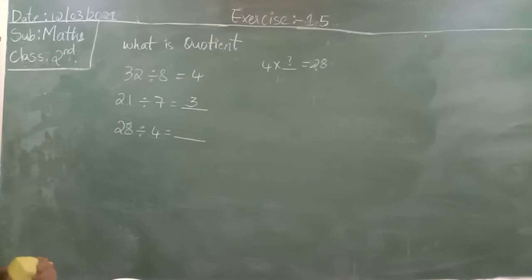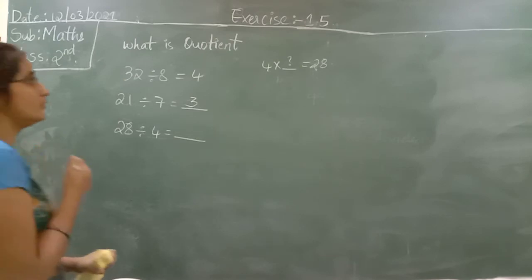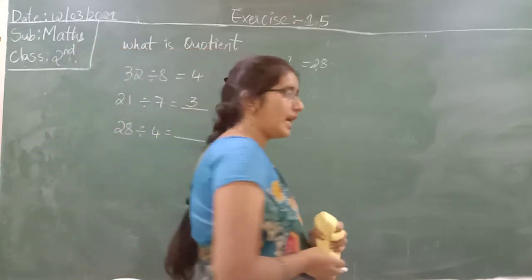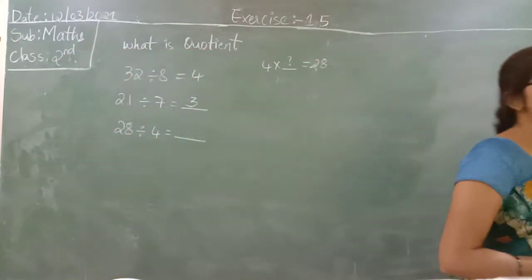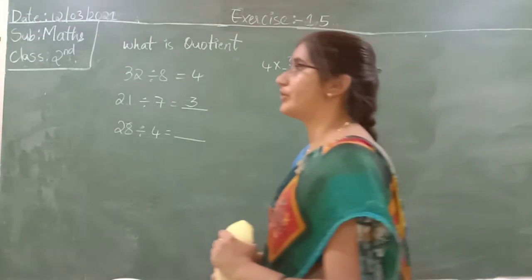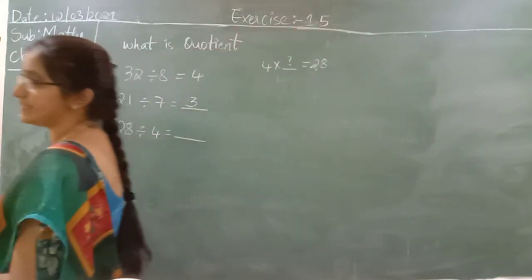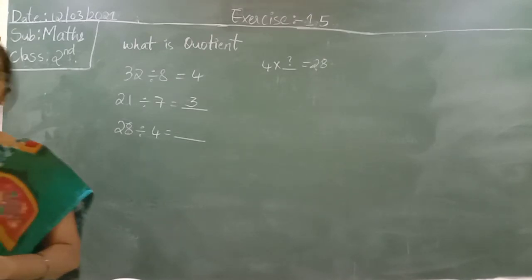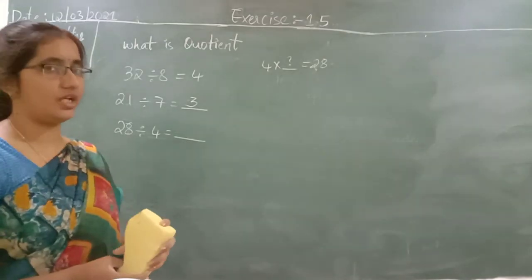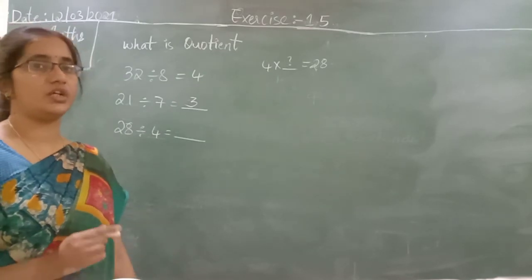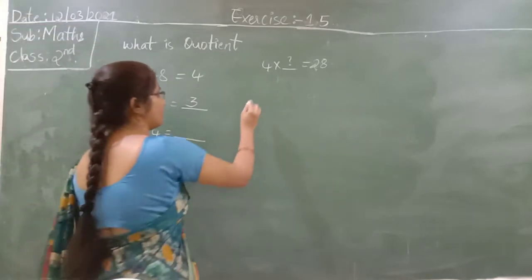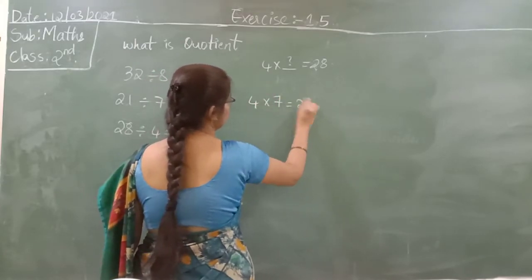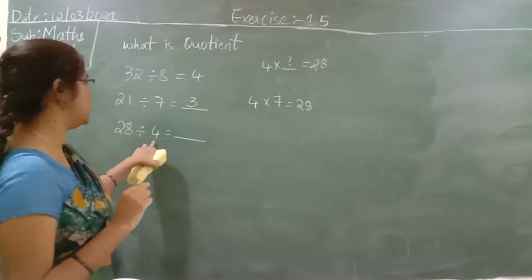Go through the multiplication table of 4. 4 ones are 4. 4 twos are 8. 4 threes are 12. 4 fours are 16. 4 fives are 20. 4 sixes are 24. 4 sevens are 28. See here, 4 sevens are 28. Then what will be the answer here? 28 divided by 4 is 7.